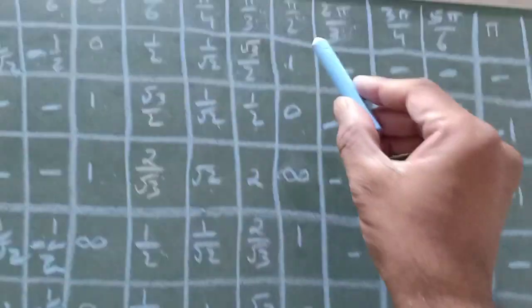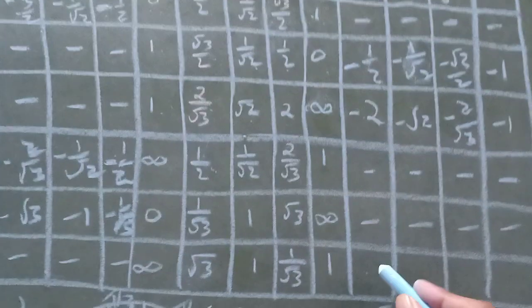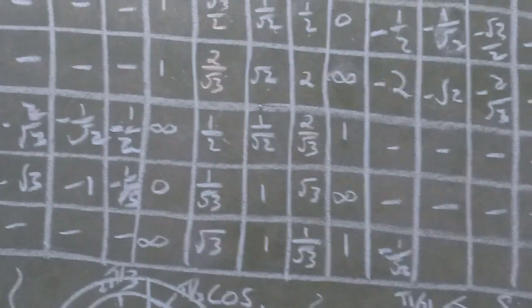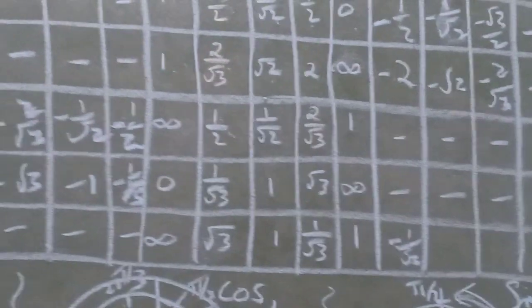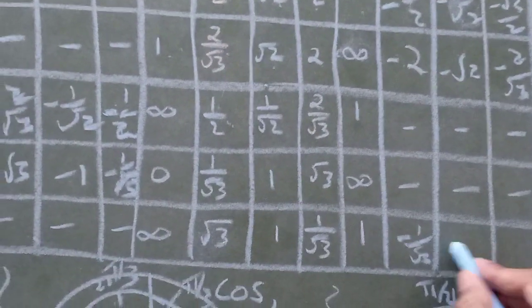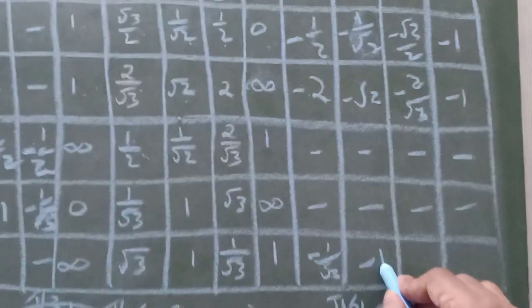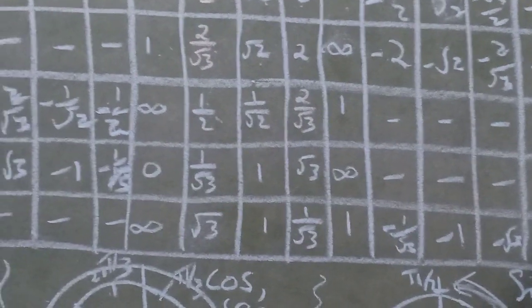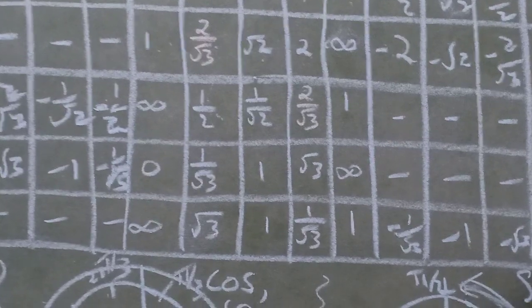Now for cot, in the fourth quadrant we have to keep dash, and in the second quadrant just change the sign. Cot of pi by 3 we know is 1 by root 3, so cot of 2 pi by 3 will be what? Minus 1 by root 3. Why? Because in the second quadrant the cot function is negative. Cot of 3 pi by 4 will be minus 1, cot of 5 pi by 6 will be minus root 3, and cot of pi means cos pi upon sin pi, you will get undefined.